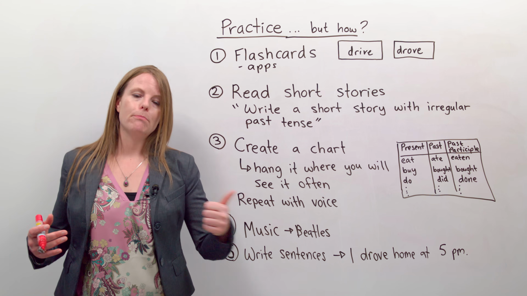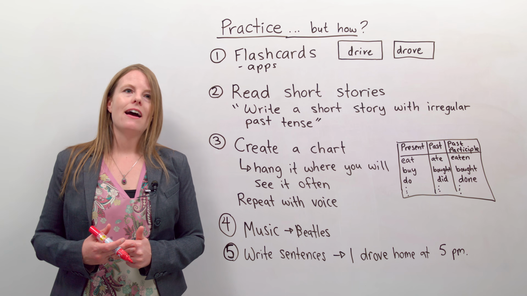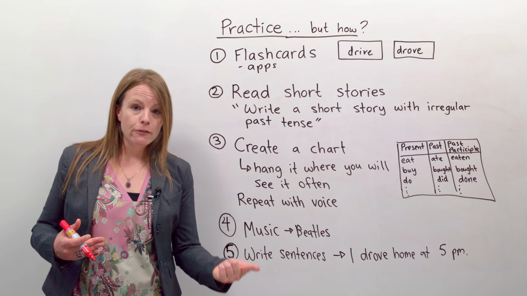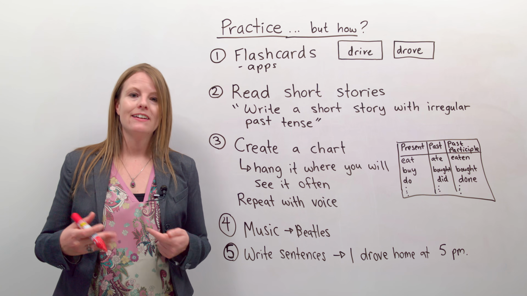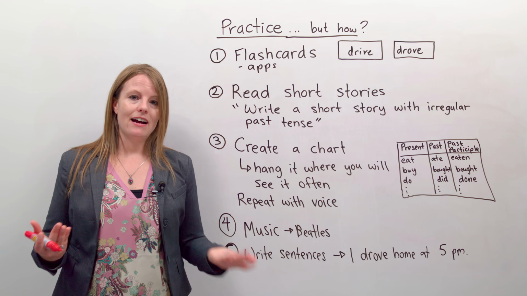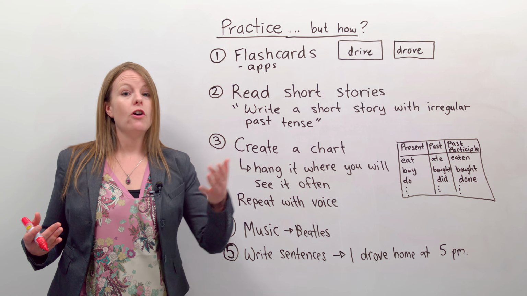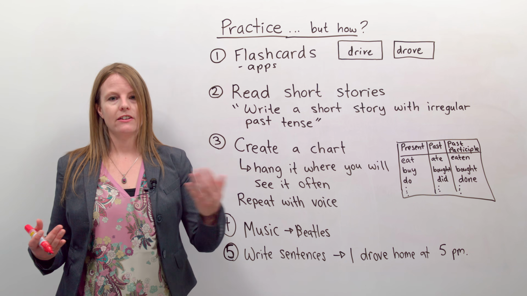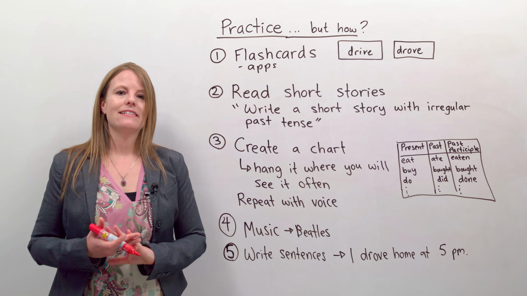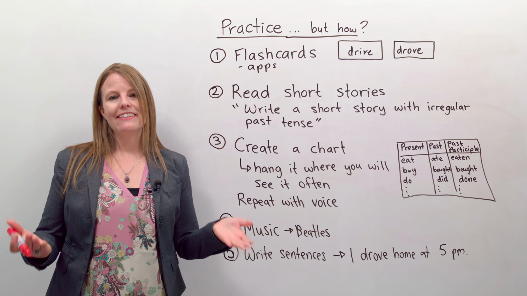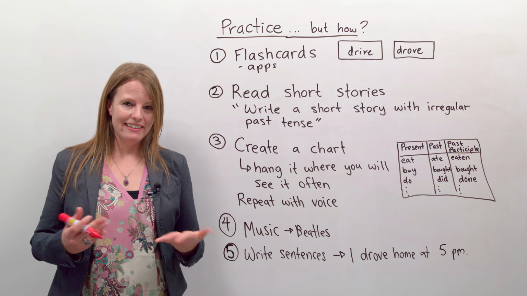I ate breakfast. So ate is an irregular past tense verb. I drove to work. Drove is the past tense of drive. It's a very common irregular verb. I saw my friend. Saw is another example. I made dinner. So as you can see, we use them all the time in our everyday routines.